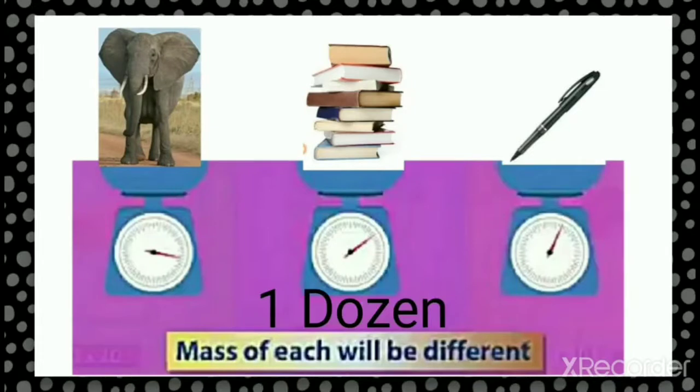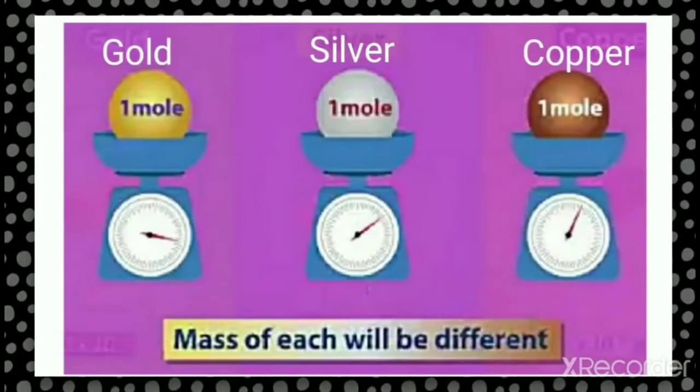That means they have similarity only in numbers. But when we compare the mass, it does not show any similarity. That means the mass of 1 dozen elephants is different from the mass of 1 dozen books, and that is different from the mass of 1 dozen pens. So what it shows is that as a dozen represents the number 12, similarly 1 mole represents a number. What is that number? That is the Avogadro number.